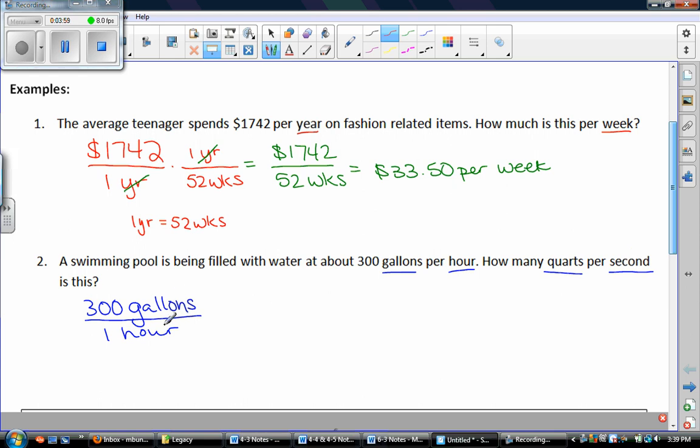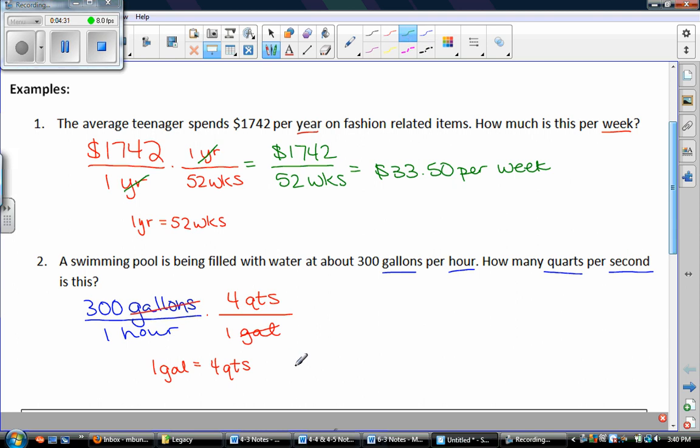So let's change the gallons. I know that 1 gallon is equal to 4 quarts. So when I multiply here, again, remember we want the gallons to cancel, so I want the 1 gallon to go in the denominator and the 4 quarts in the numerator. So now I can see gallons cancels with gallons. Okay, so now I have quarts per hour, but I still want quarts per second.